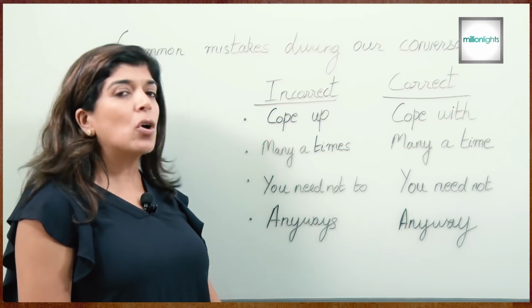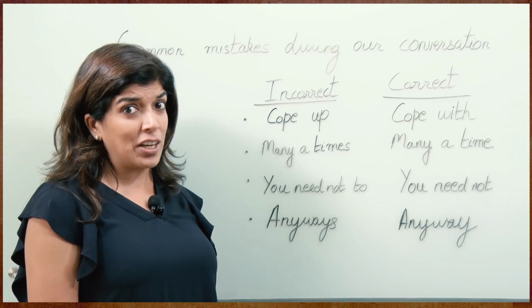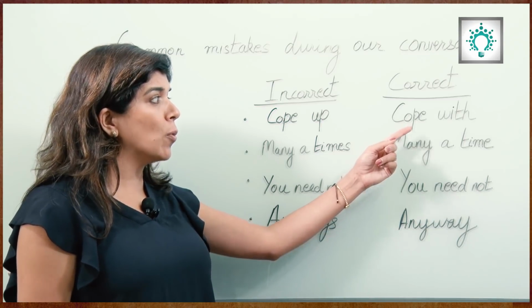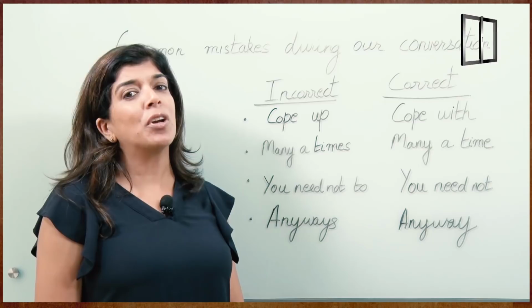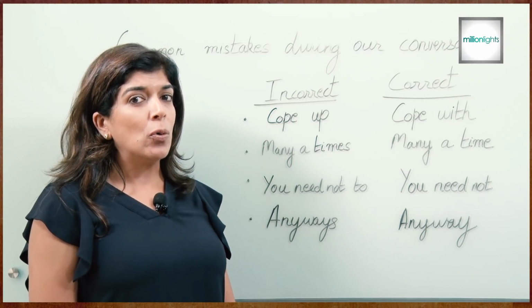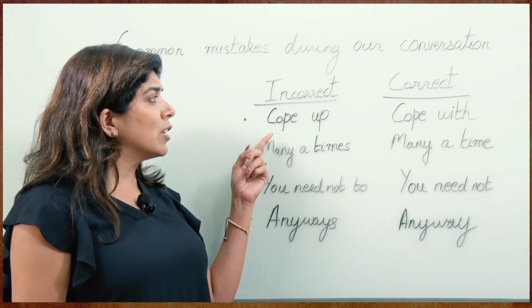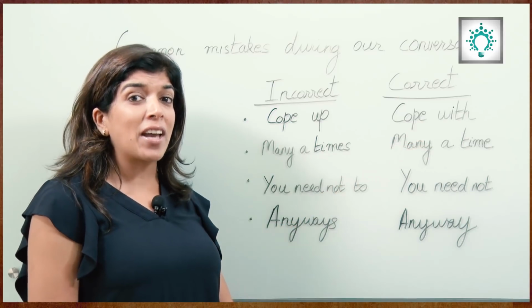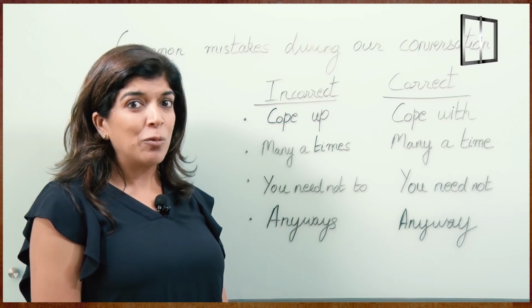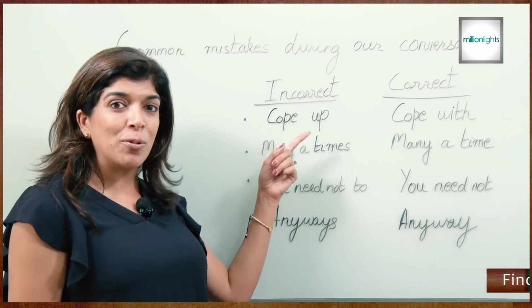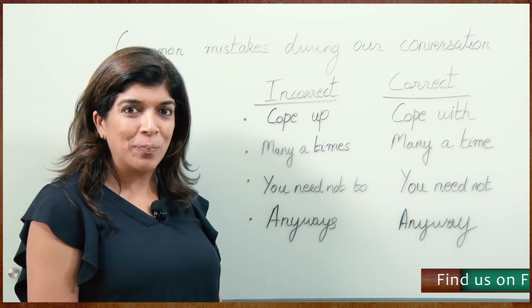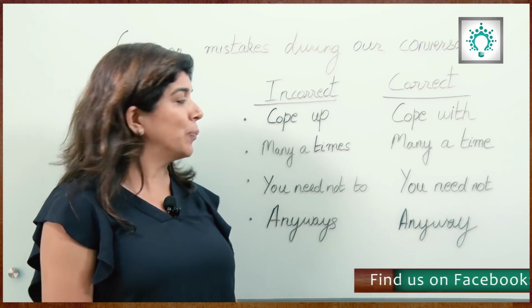Cope up. Cope up is incorrect to say in a sentence. It should be cope with. Let me help you here with an example. We say, it's difficult to cope with the school academics every year. We do not say cope up, we say cope with. Let's jump on to number 2.